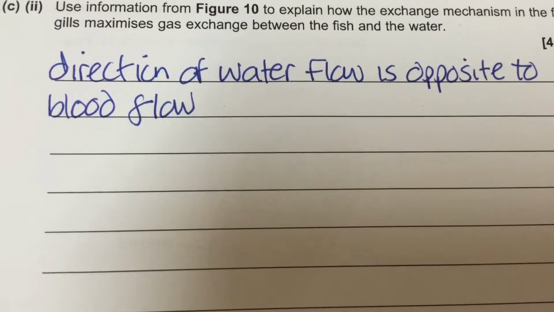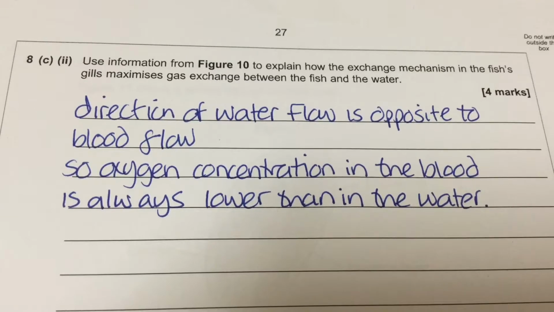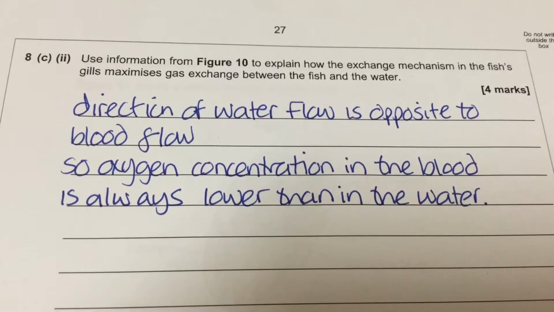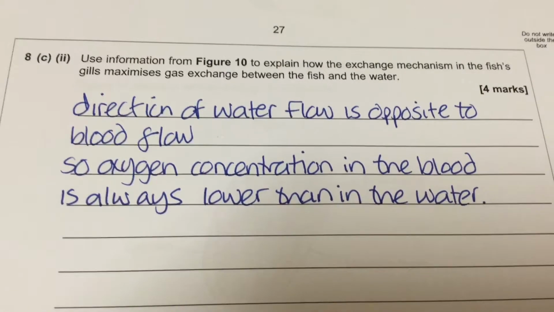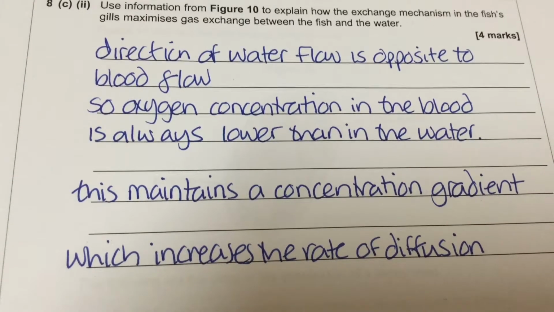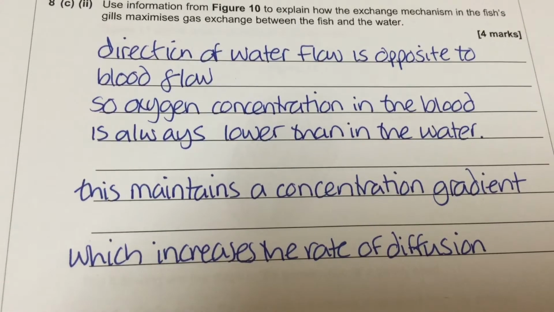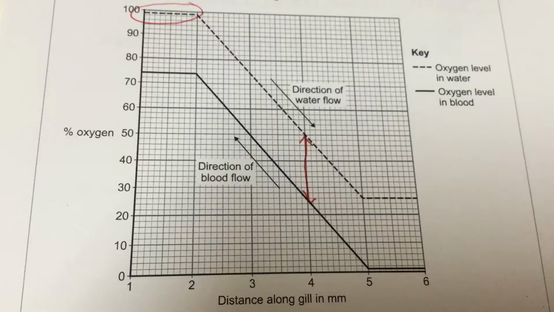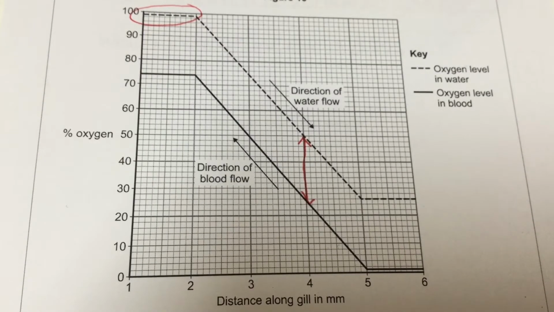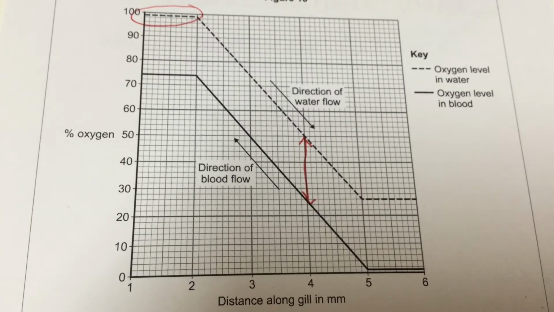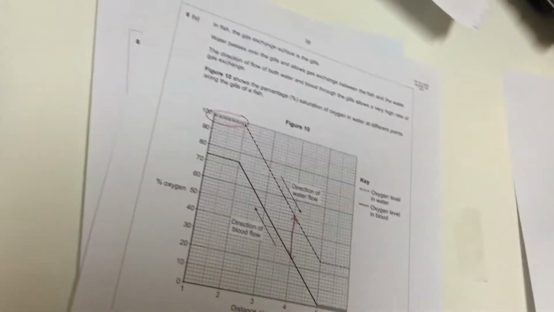So we needed to say that the direction of water flow is opposite to blood flow. This can also be described as the counter current flow. So oxygen concentration in the blood is always lower than in the water. This maintains the concentration gradient, which increases the rate of diffusion. Now, if you're after those higher grades, i.e. 7, 8, 9, please do review that graph. It's a really interesting graph and I think we're likely to see it again.